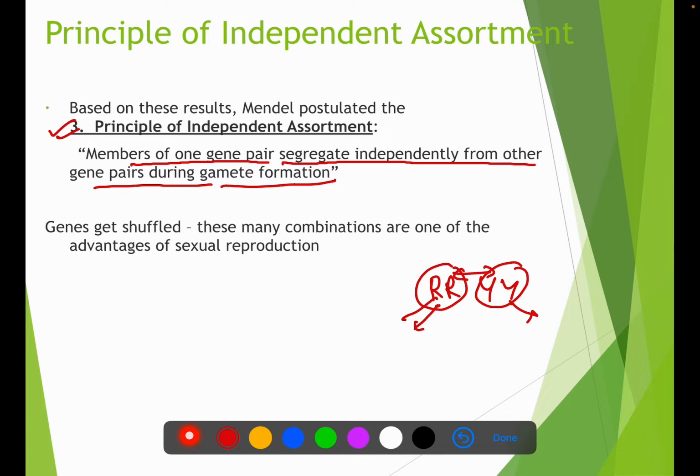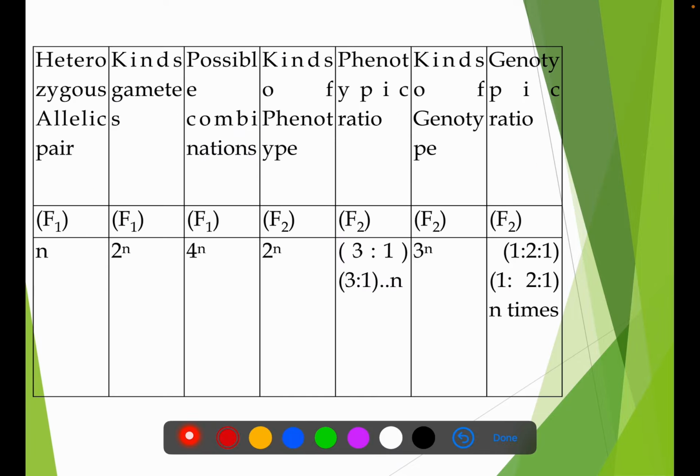Since each pair can separate independently, that is why we are getting different kinds of combinations. This gives rise to many combinations, and this is one of the main reasons why there are variations in the offspring, and this is one of the advantages of sexual reproduction. Last, for multiple choice questions, we can understand this chart.